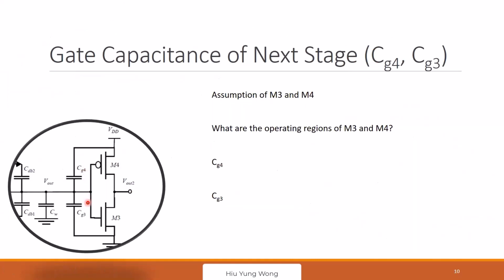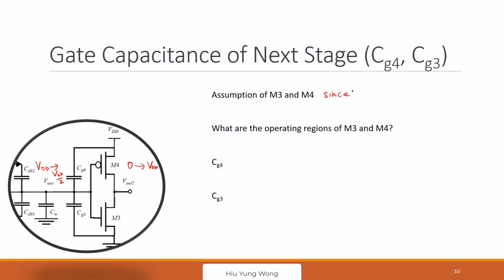Now the point is you need to know the region of operation again. Okay, so again, what should we say about M3 and M4, right? We need to make some assumption. Okay, we assume that, remember our scenario was this one is going from VDD to VDD divided by 2. So this one is going to go from 0 to VDD. That is the goal. But we assume, because we are still charging, right?